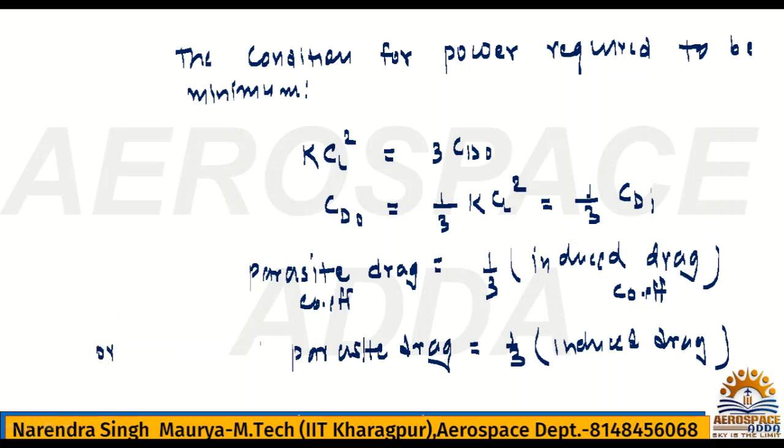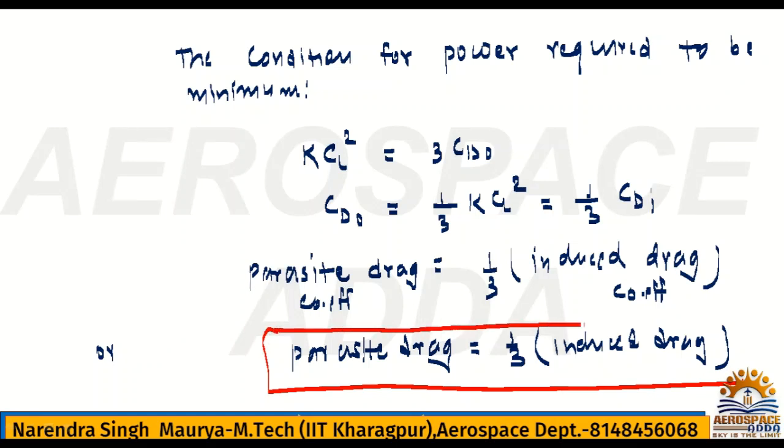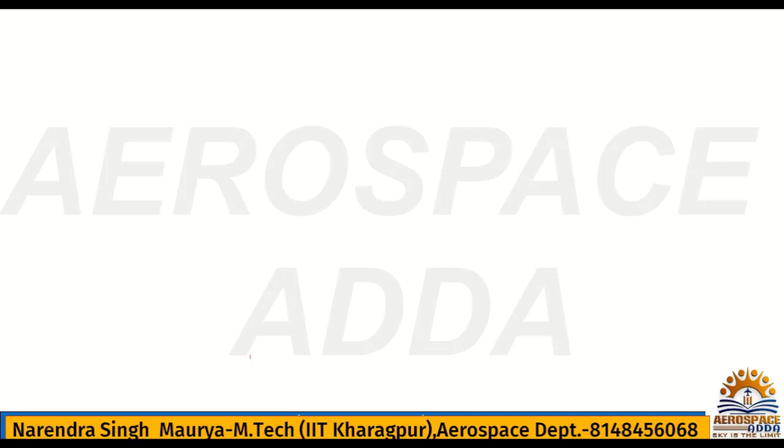All right. Drag or drag coefficient meaning will be same. Okay. If parasite drag is equal to 1 by 3 times of induced drag, then obviously parasite drag coefficient also it will be 1 by 3 of induced drag coefficient. All right. Now we need to see here one more analysis for the minimum power required.